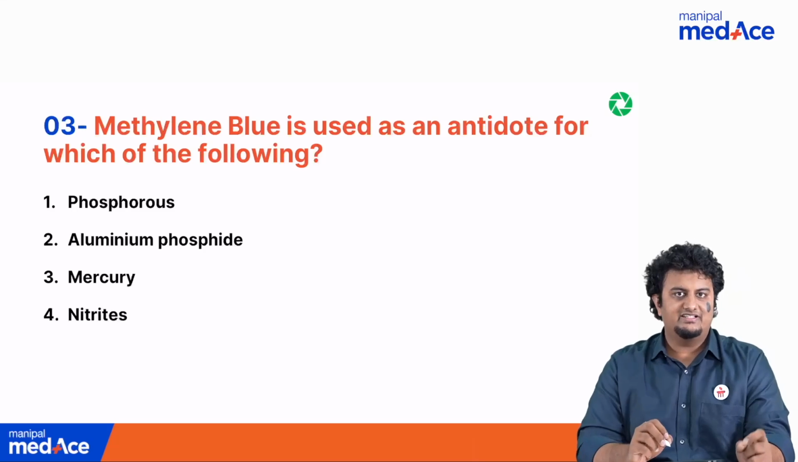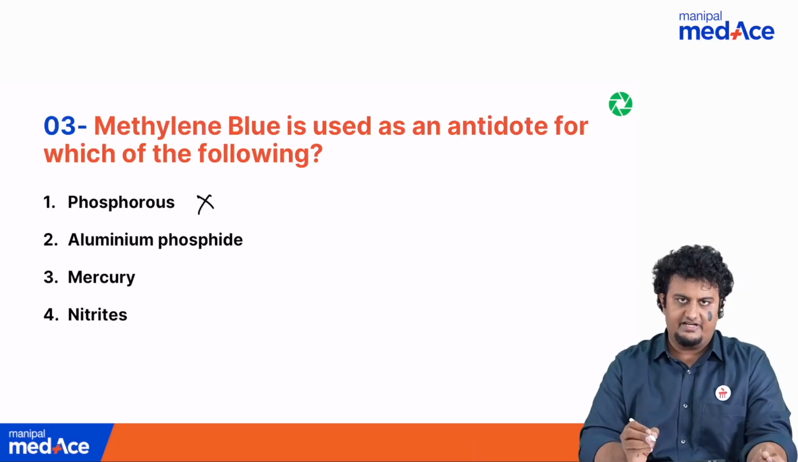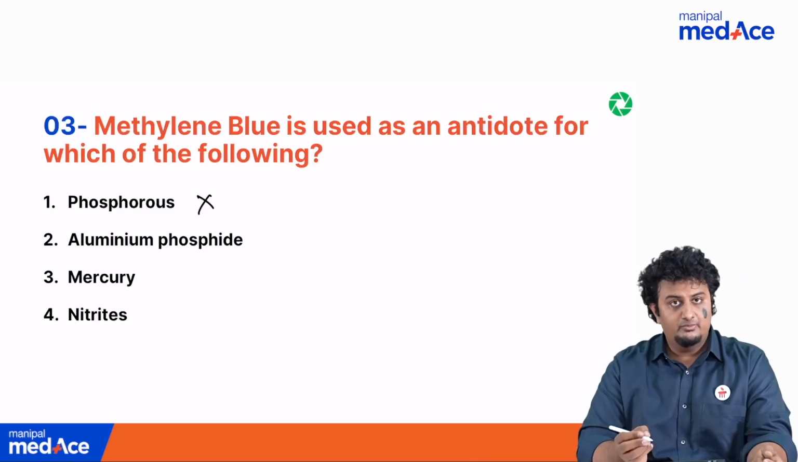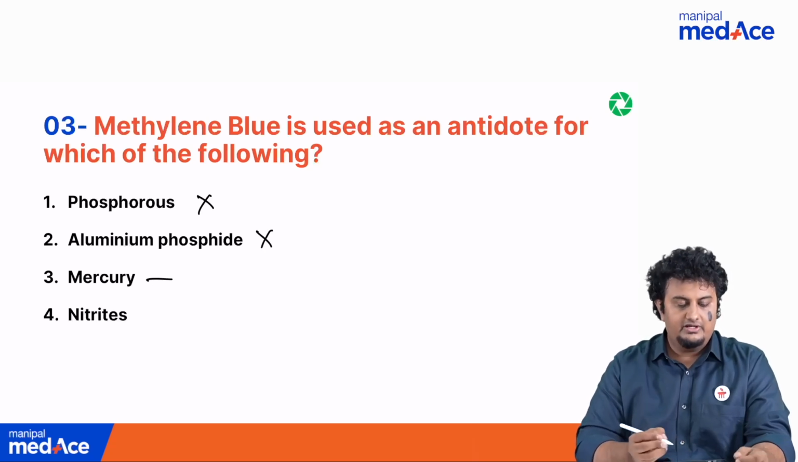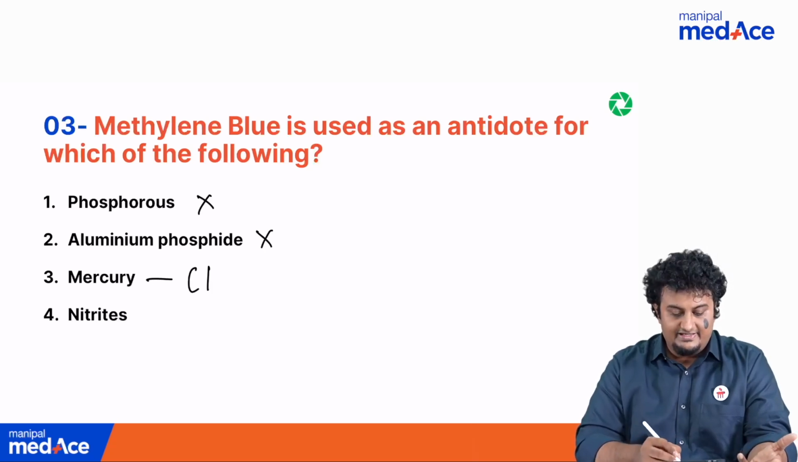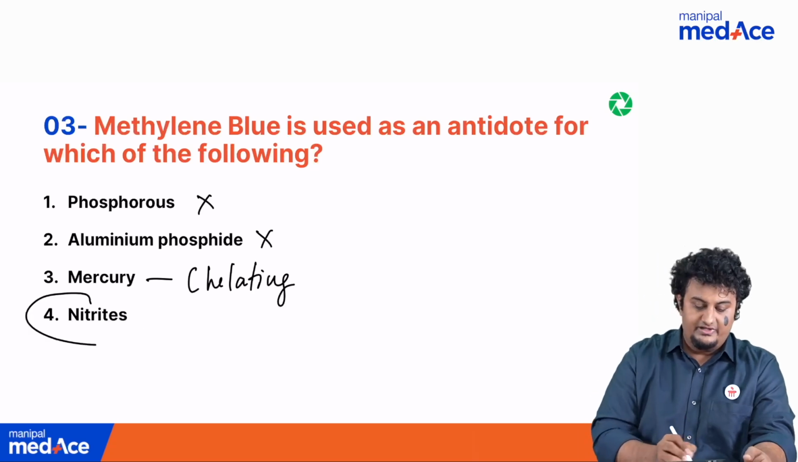With phosphorus, is there a specific antidote? No, there is no specific antidote for phosphorus poisoning. Aluminum phosphide, is there a specific antidote? No, we know that that also does not exist. With mercury, we would possibly go for some chelating agent, na? And methylene blue, not a chelating agent. So the only thing left would be nitrites.